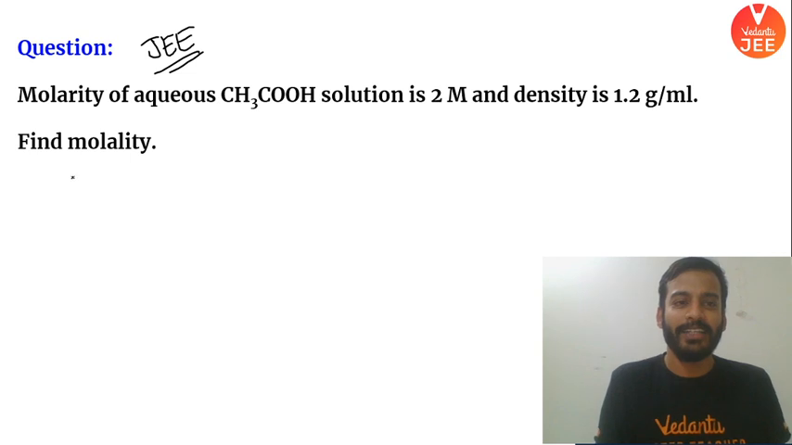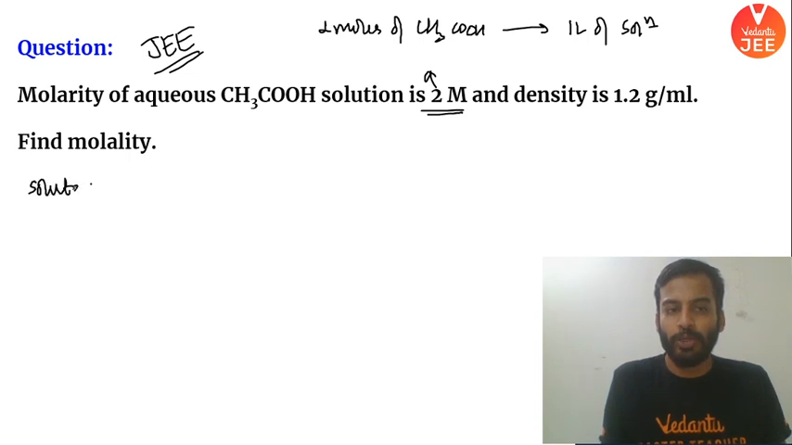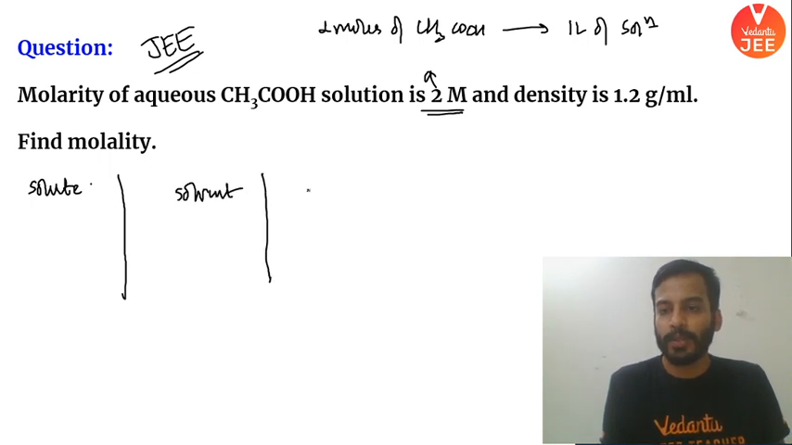Check this out. ध्यान देना जरा. Very right manner is this. You have been given 2 molar aqueous acetic acid solution. It means 2 moles of CH3COOH is present in 1 liter of solution. Correct? So what you will do, you will quickly make a table: solute, solvent, solution.